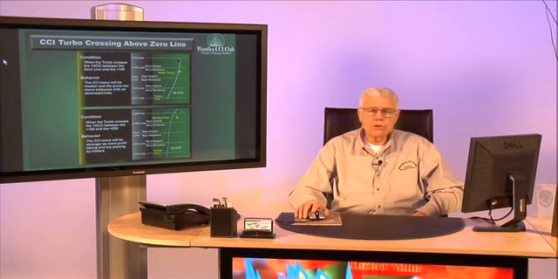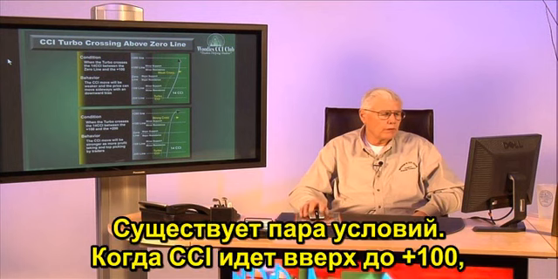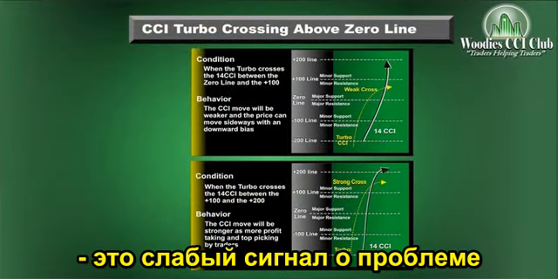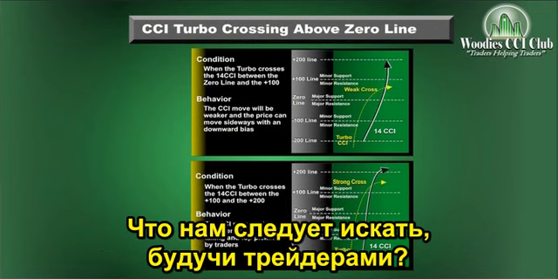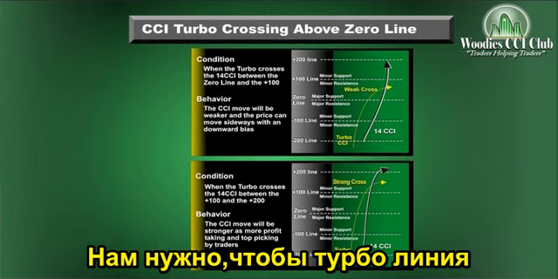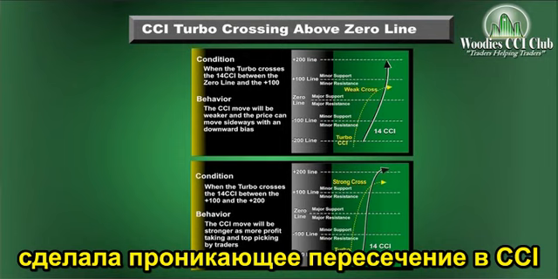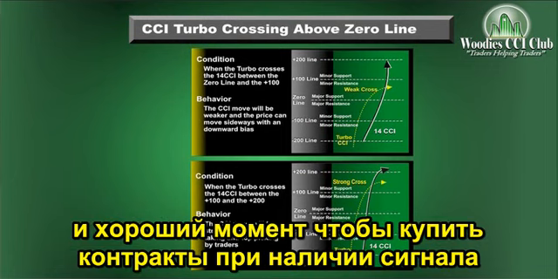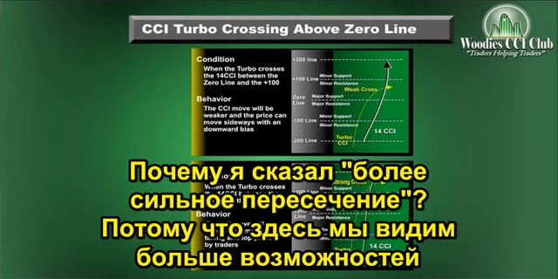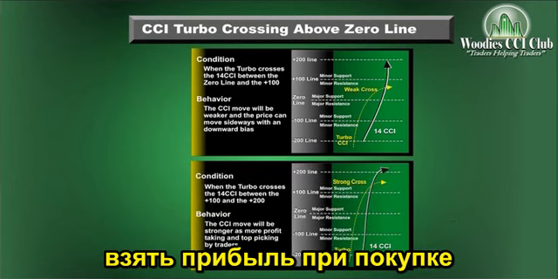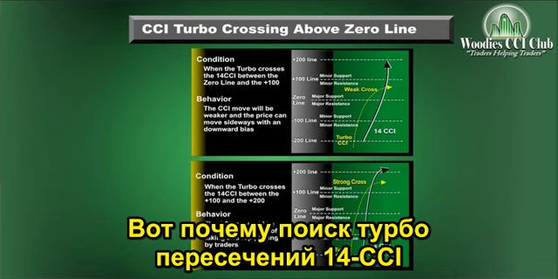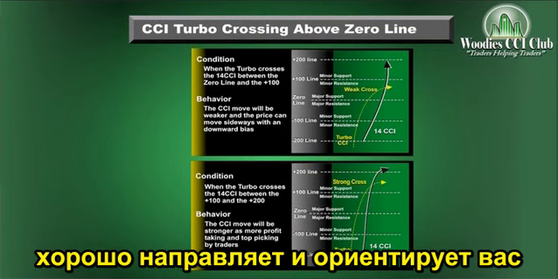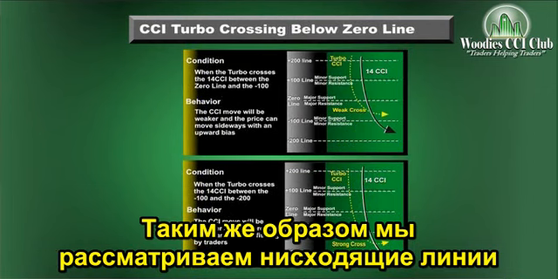Okay, we talked about the turbo crossing above the zero line and crossing into the 14 CCI. There are a couple of conditions. When the CCI goes above, say, the plus 100 here, and the turbo crosses inside below the minus 100, that's kind of a weak type move. What we want to look for when we're in a trade is to see that turbo cross into the CCI above the plus 100, and that shows us a stronger crossing and a good place to take off contracts. Why do I say stronger crossing? Because now we see more buying, more profit taking come in, and people are starting to get out of some contracts, etc. And so that's why looking at where this turbo crosses the 14 CCI gives you a nice heads up. And it's the same way on the downside.